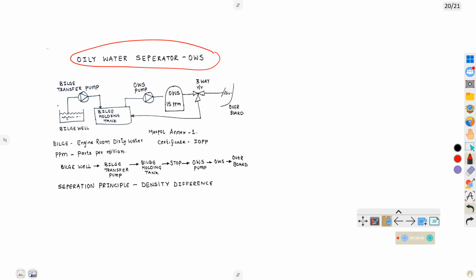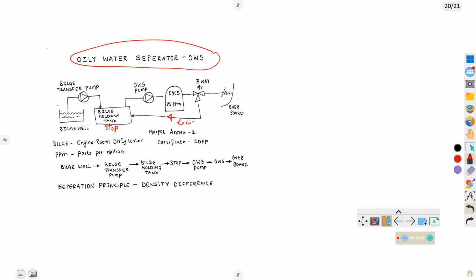First of all, whatever water is coming into the bilge well, it is transferred through the bilge transfer pump to the bilge holding tank. It is allowed to settle there, so we can say it is a stop operation here. From the bilge holding tank, it is going to the oily water separator pump, and from the oily water separator it is going overboard, but it is not like that. If it is more than 15 ppm, it is getting recirculated back to the bilge holding tank.